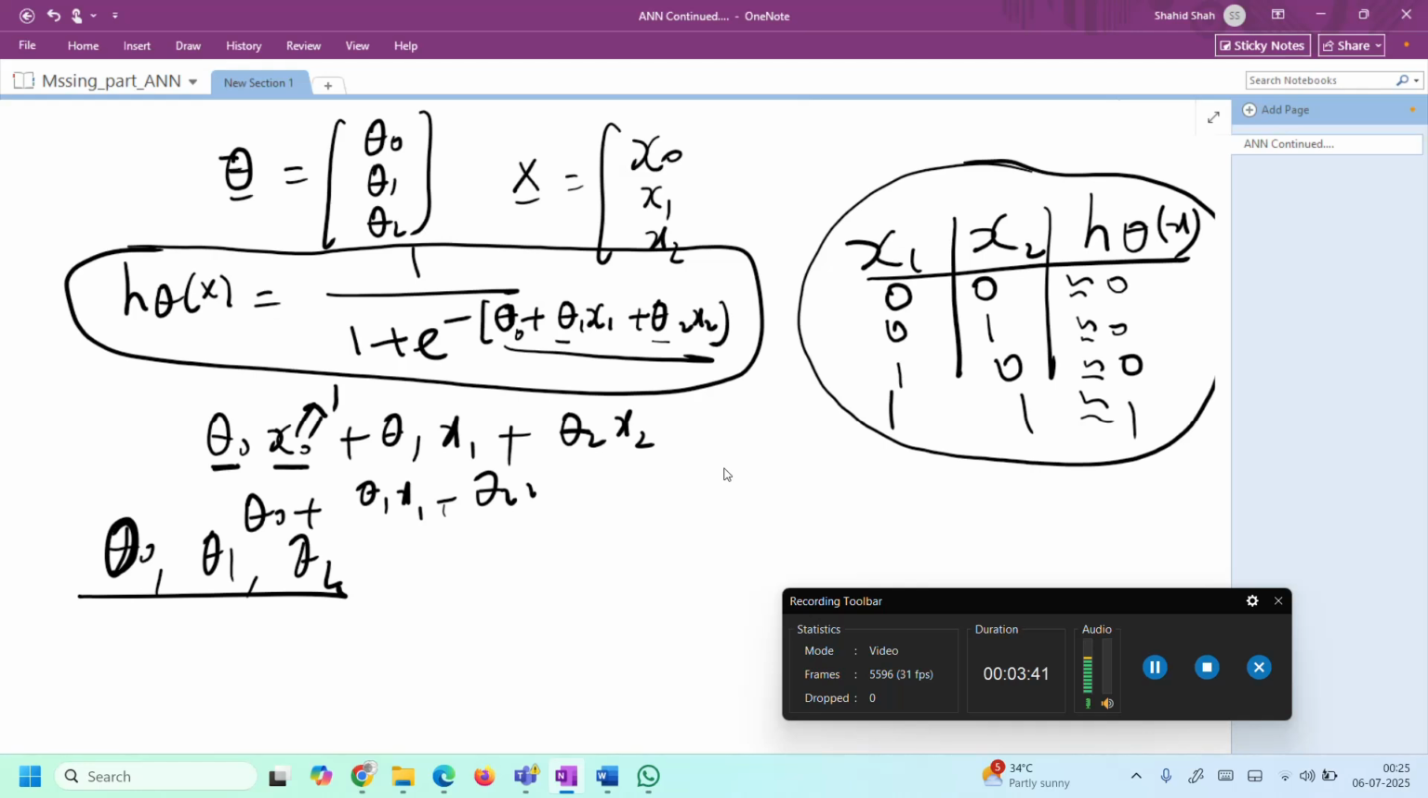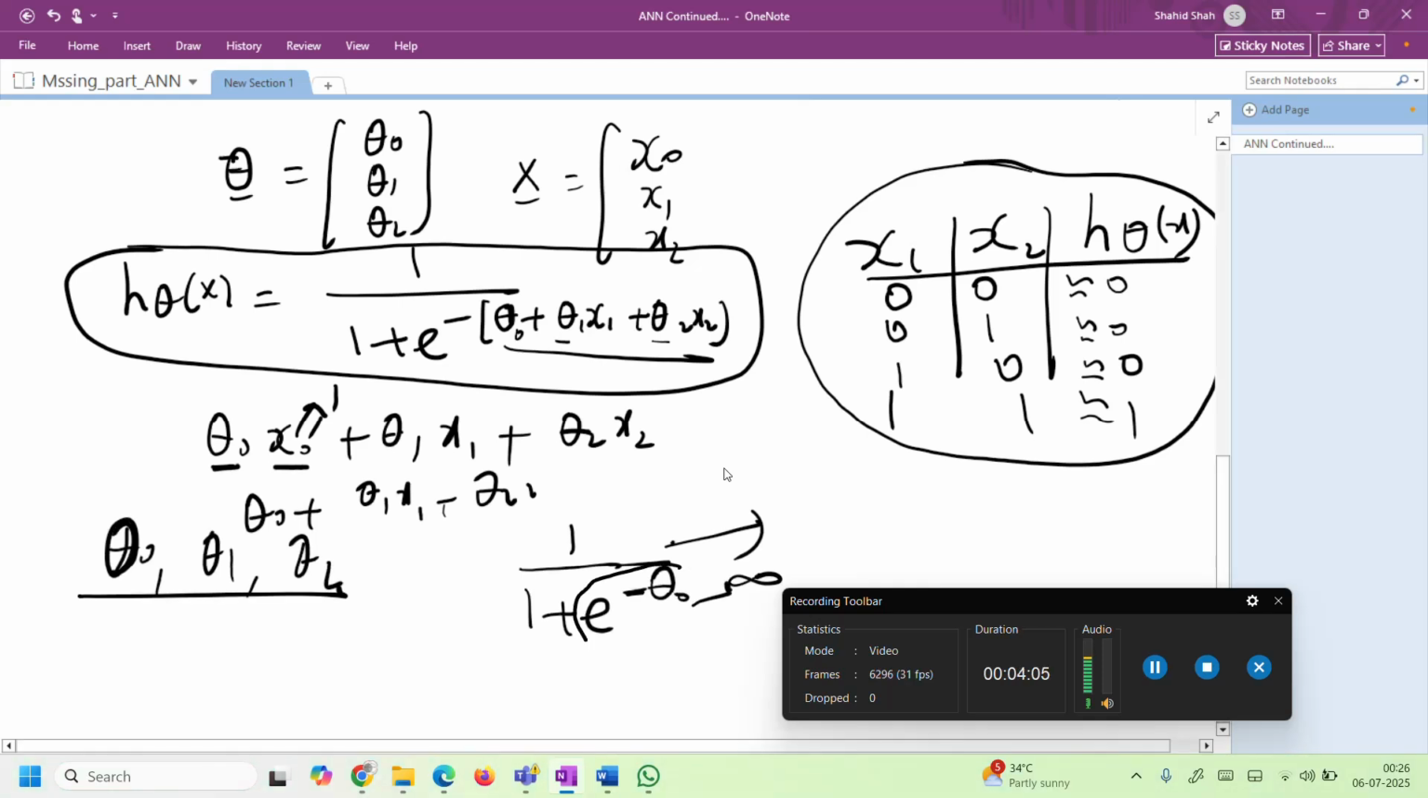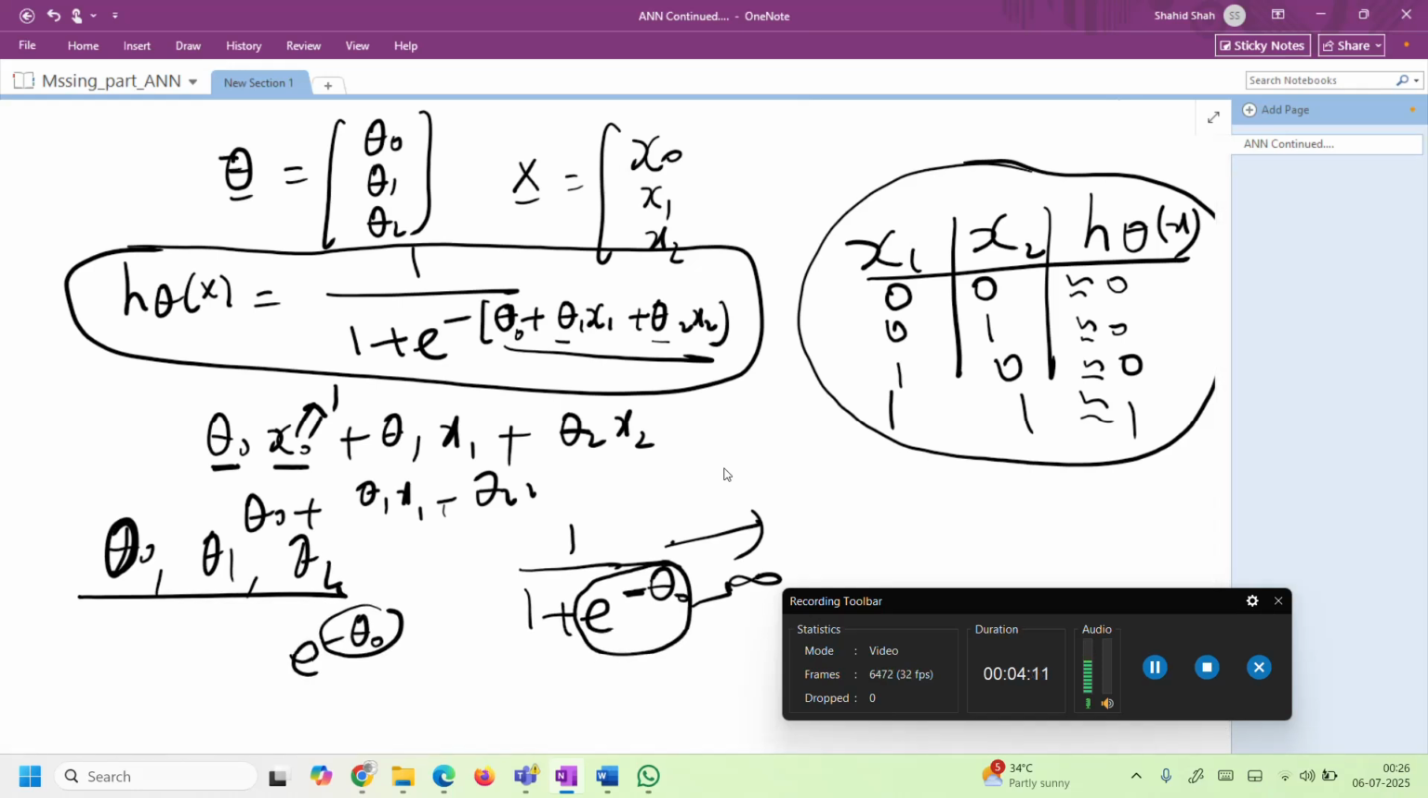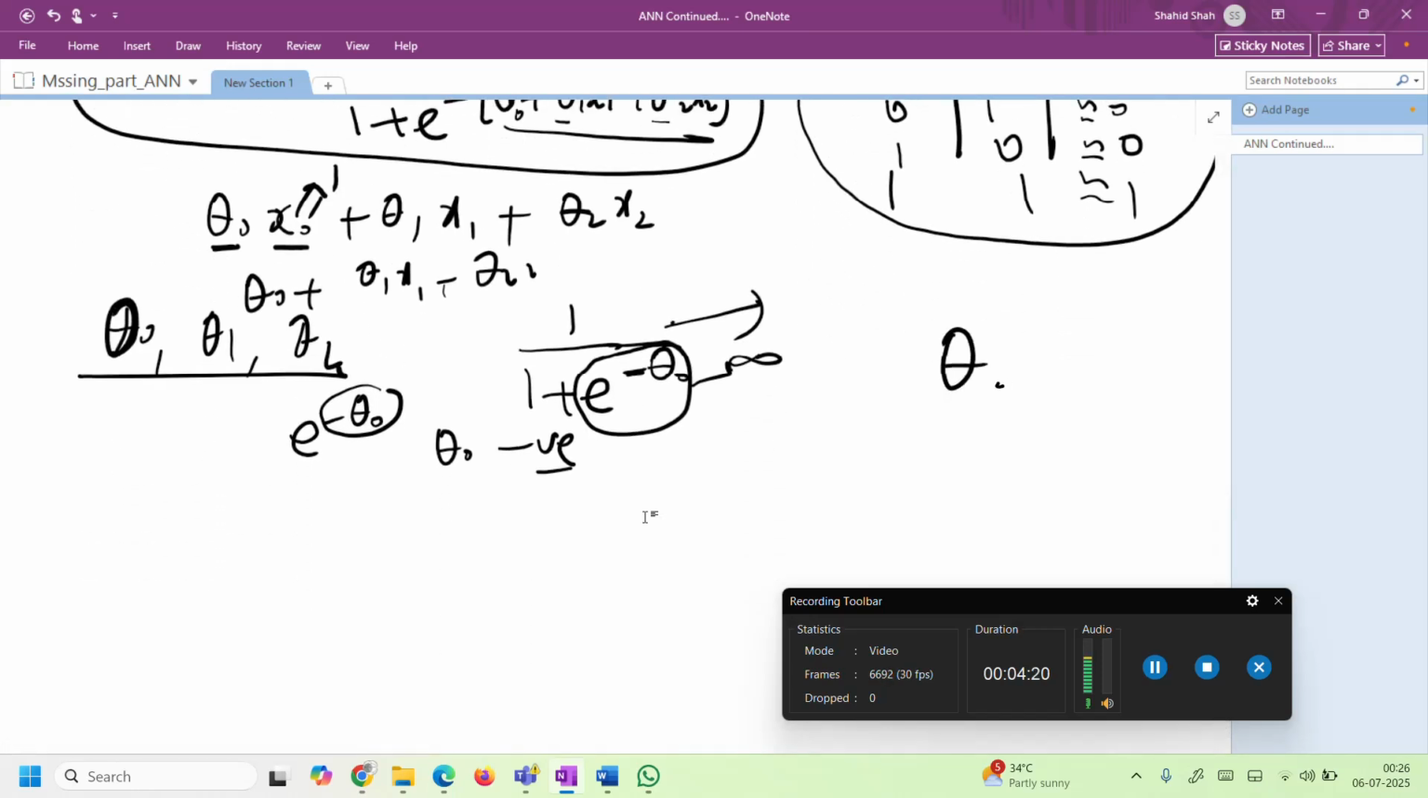Now what should be the value? When x1 x2 is 0, it becomes 1 divided by 1 plus e to the power minus theta 0. Now you want this to be 0. For this to be 0, you see the exponential is negative of theta 0. I want this term to tend to 0. It means the denominator should tend to infinity. For the denominator to tend to infinity, e to the power minus theta should grow. E to the power minus theta will grow only when the exponent is positive and very large, hence theta 0 should be negative. So this is the motivation, and some large value. So we just pick minus 30 as the value of this.